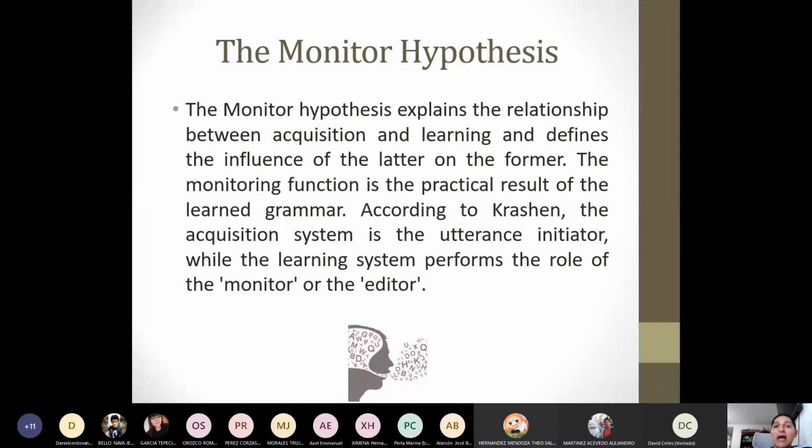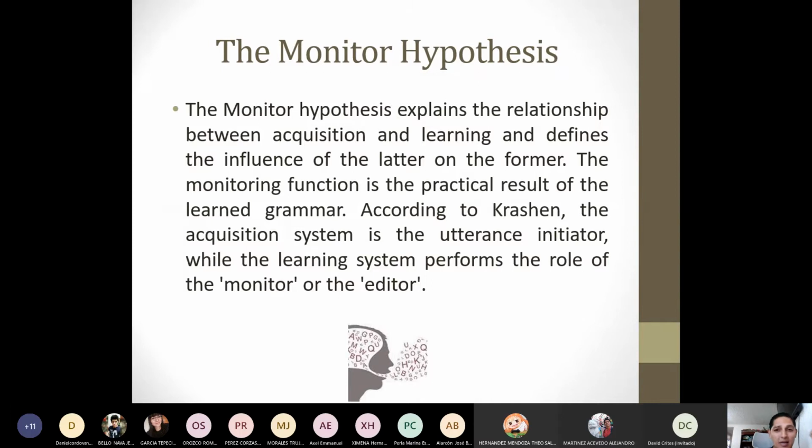According to Krashen, the monitor hypothesis explains the relationship between acquisition and learning, two different processes, and defines the influence of learning on acquisition. So he somehow divides our brains for acquisition and learning. The monitoring function is the practical result of the learned grammar. Here we have the influence. According to him, the language acquisition device is the utterance initiator, is the starter. And he got the idea from Chomsky, you know, if you remember, in the 1970s, and you explored the video I shared with you with Jeannie's case again.